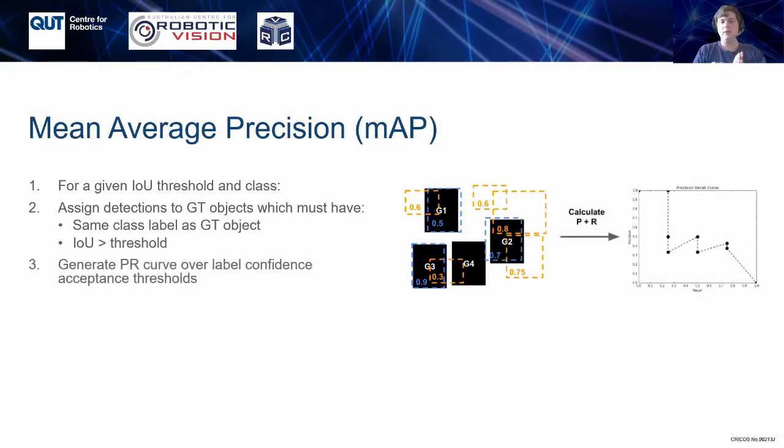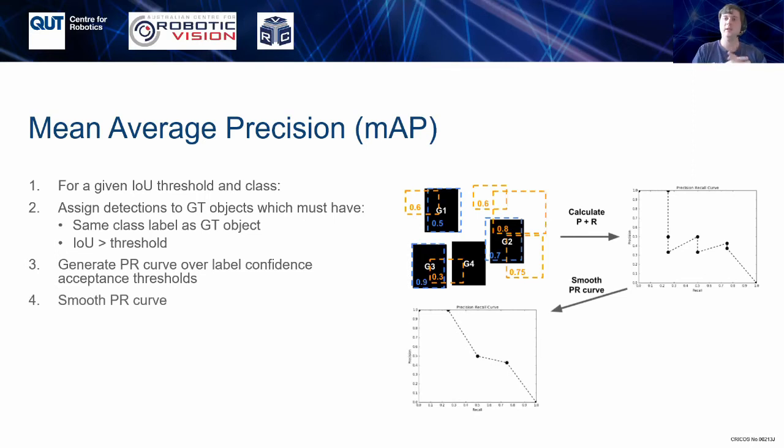We generate a PR curve over label confidence acceptance threshold. So starting at the highest confidence detections, we plot the precisions and recalls as we, quote, introduce each detection, starting at 0.9, and then 0.8, 0.75, 0.7, etc., to generate this sort of PR curve. Then we smooth that PR curve to get rid of little wiggles that exist within the PR curve.